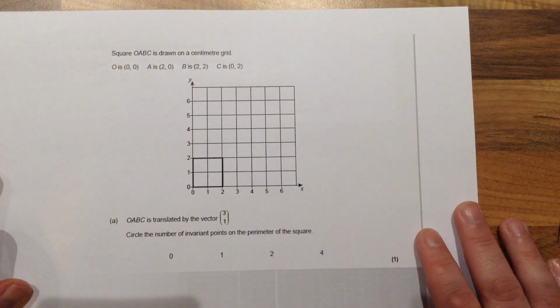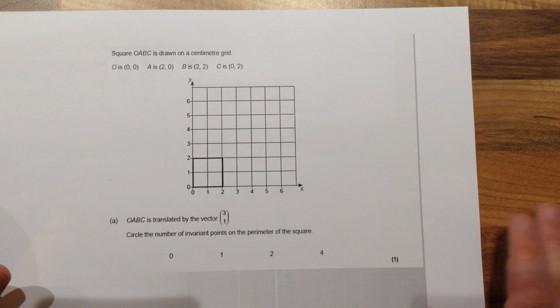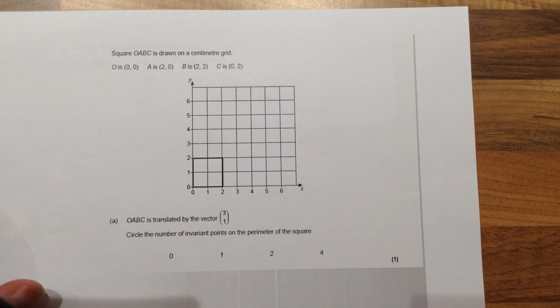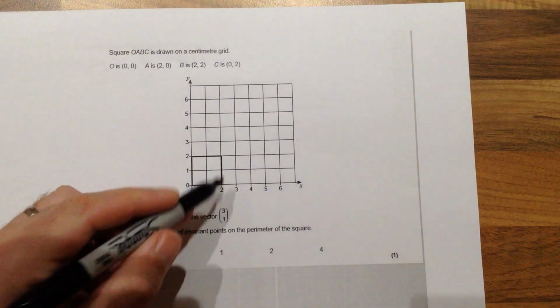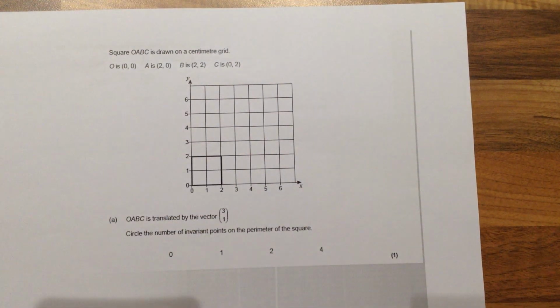The next topic we're looking at is invariant points. Now, an invariant point often comes on a transformation question. An invariant point is simply one that does not move when you perform the transformation. We're going to look at 3 different types of transformation here, all using the exact same starting point.